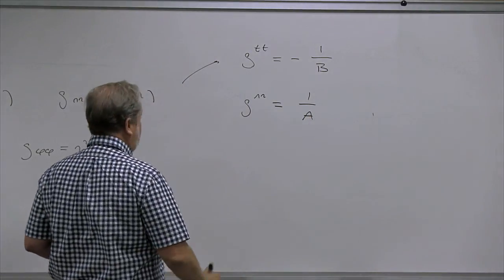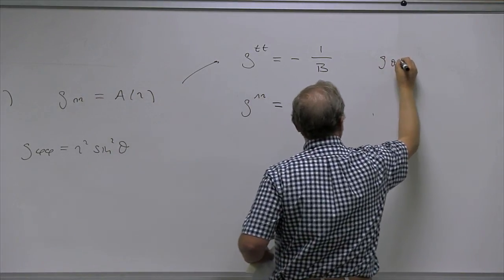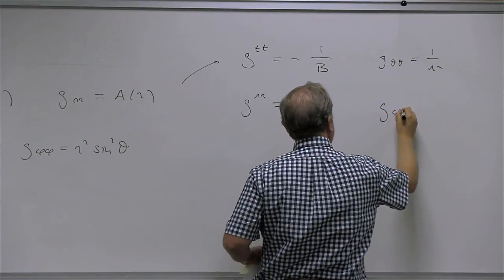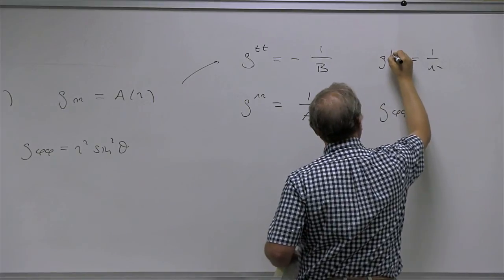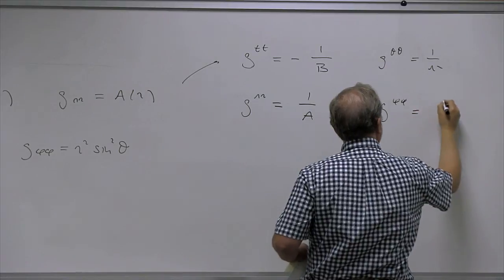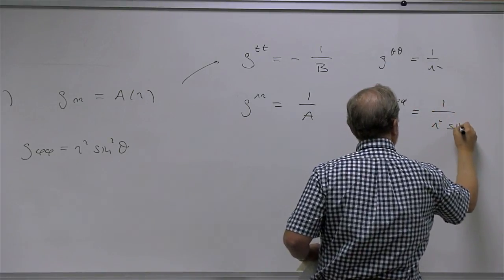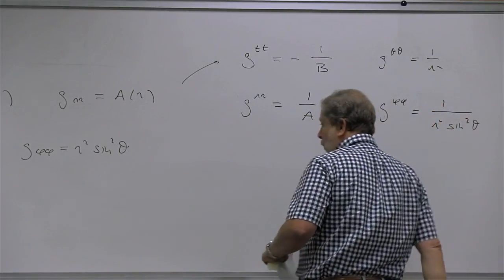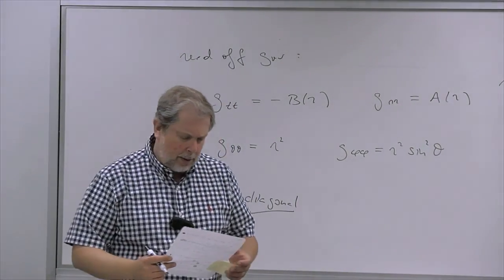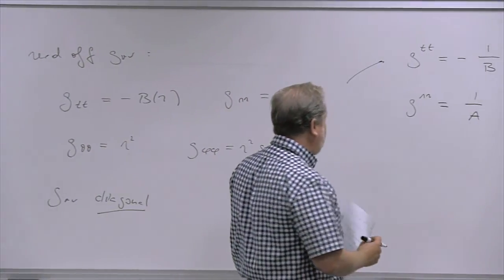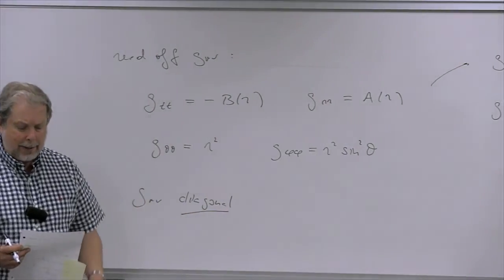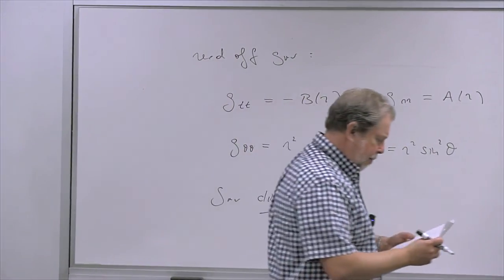And of course the other two, same story, right? So the g^theta theta is 1 over r squared, and the g^phi phi, upstairs of course, is 1 over r squared times sine squared theta, all right? So working out the inverse of the metric is not a big deal in this case. And you can work out, for example, the determinant. Well, the determinant is just a product of these along the diagonal, the non-zero matrix elements.